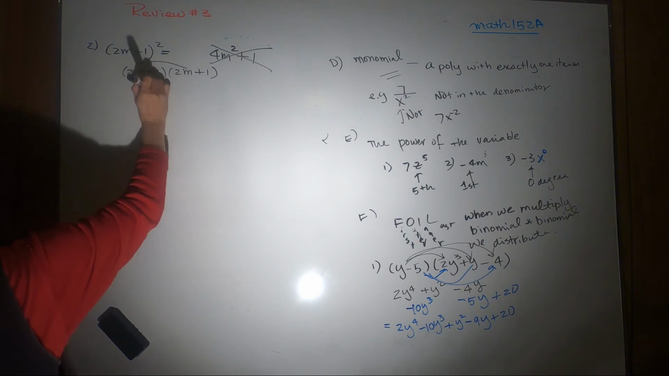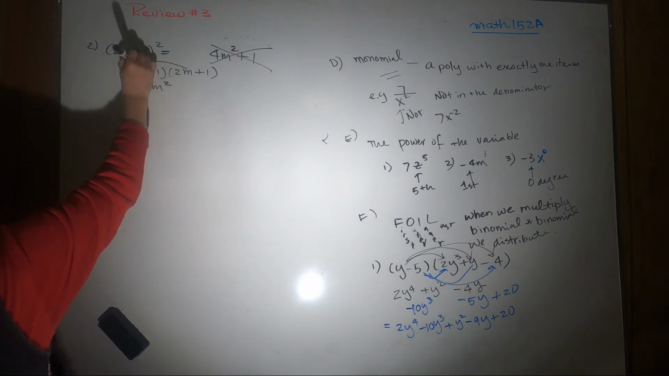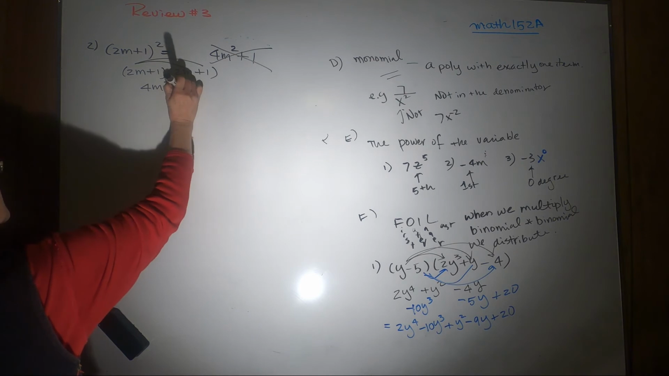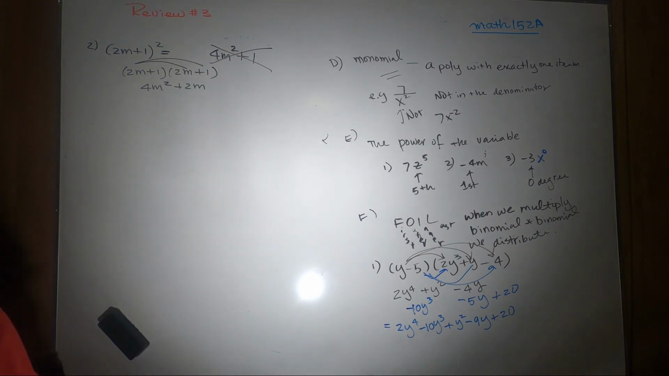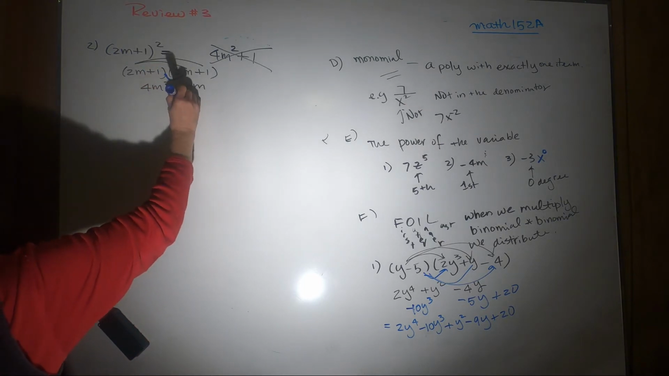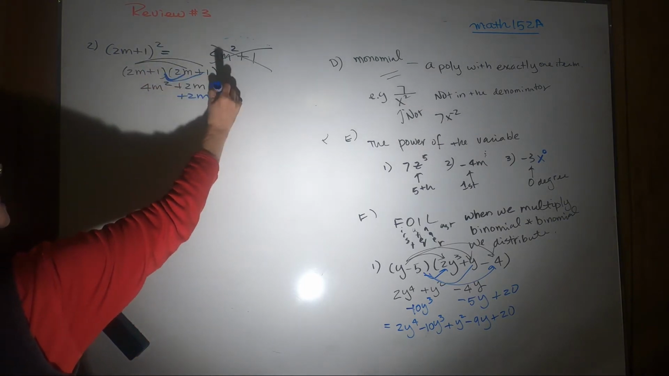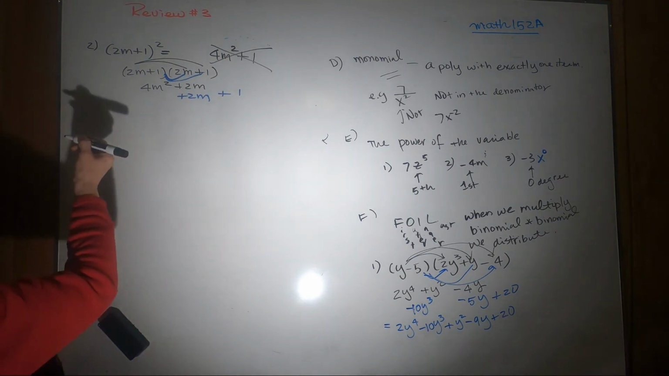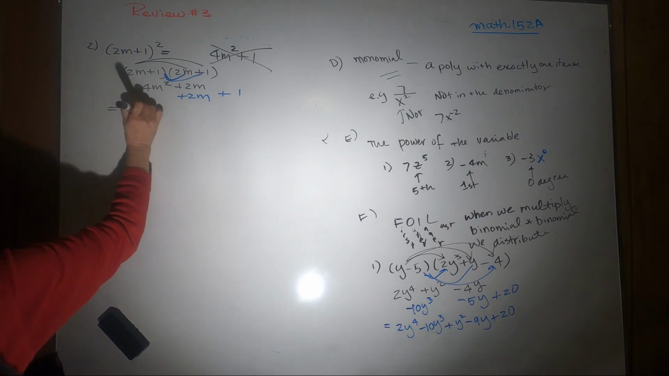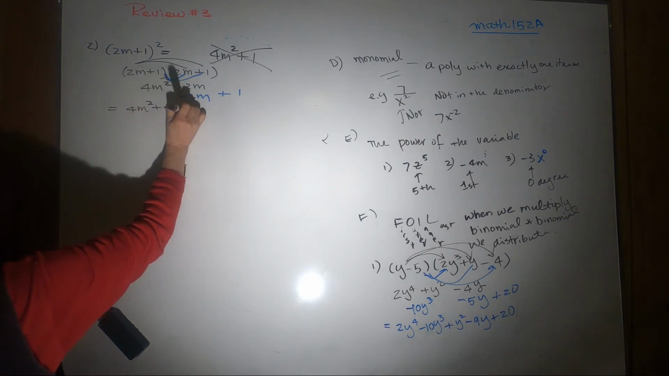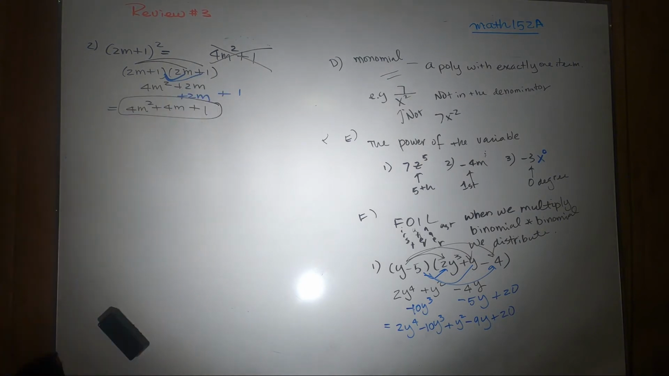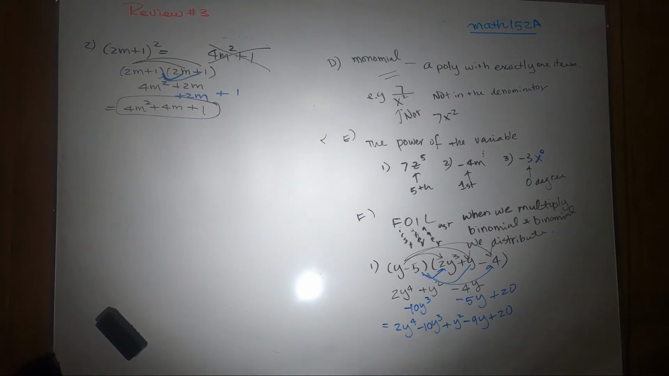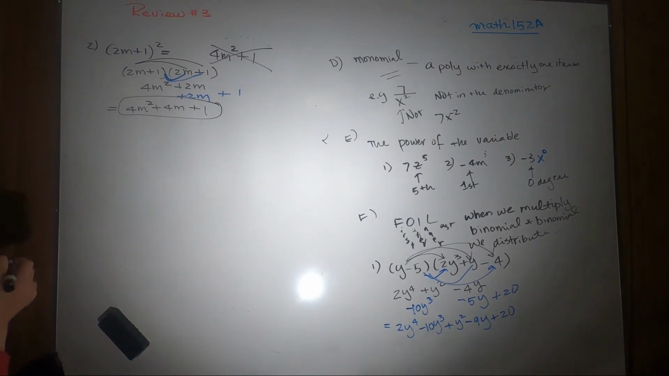2m times 2m, 4m squared, right? 2m times 1 plus 2m. Then bottom rainbow, what do we have? 1 times 2m plus 2m, 1 times 1 plus 1. Then you combine the like terms, so we will have 4m squared plus 4m plus 1, right? Okay, then do next one.